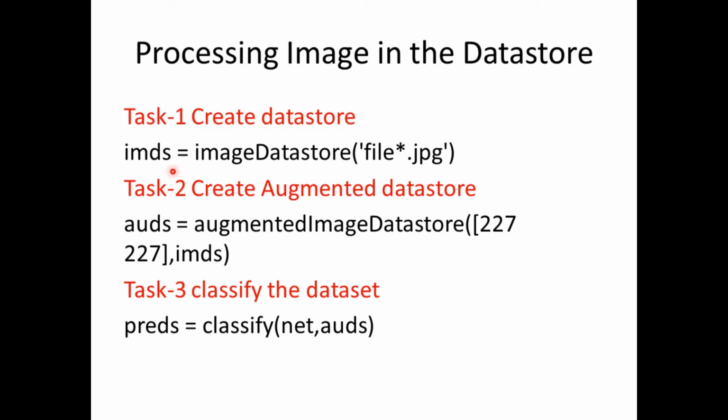So now we use the augmented data store, which performs all pre-processing tasks. One of the tasks which we are choosing is resizing. So we just mention the augmented data store should have sizes of 227 by 227, and we load that augmented data store to auds. So remember, imds is the original data store, whereas the augmented image data store is the resized data store in this particular task. Now all these augmented data store images can be used for classification purpose and make the prediction.